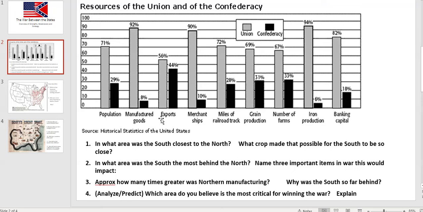You could argue that iron production is affecting manufactured goods and the miles of railroad tracks. So maybe that huge gap is important. You could talk about money. There's a huge money gap here. Wars cost huge amounts of money. We've talked about that.